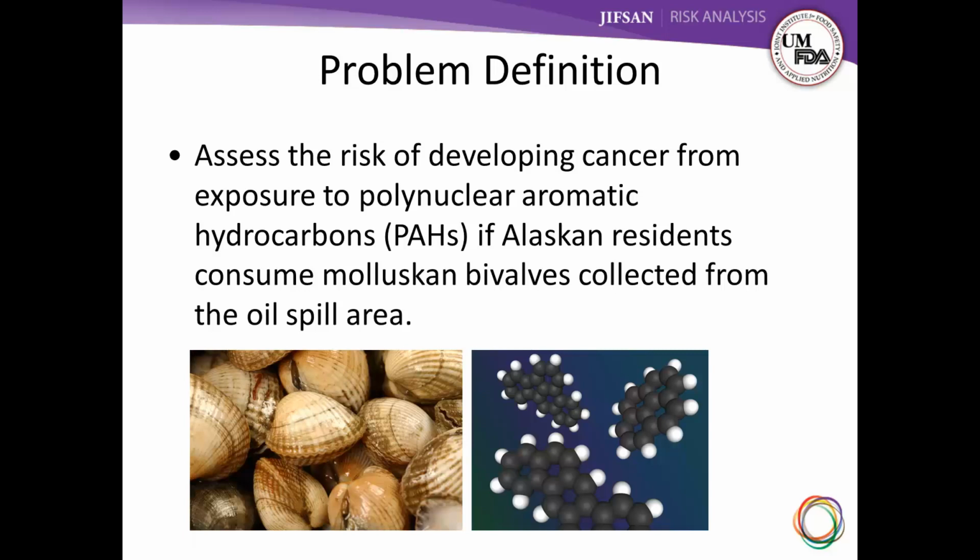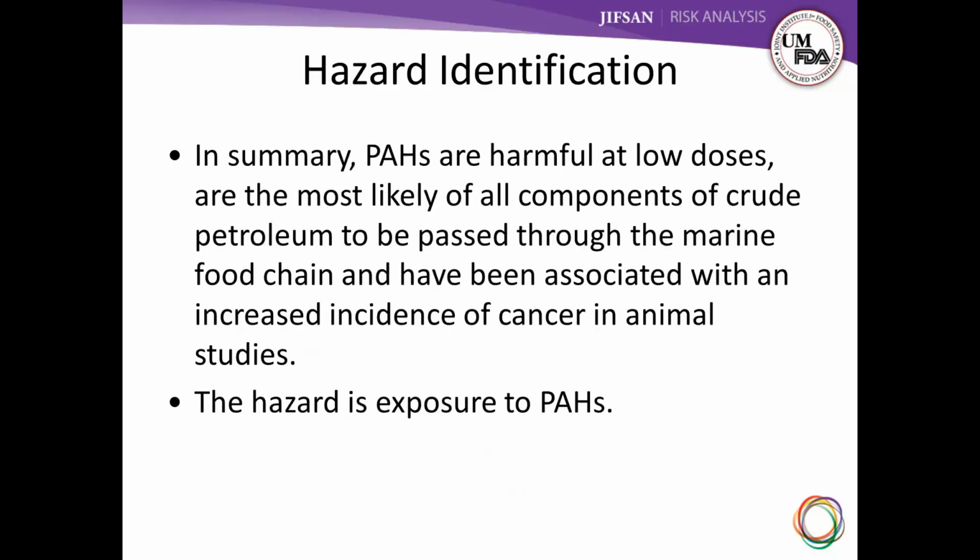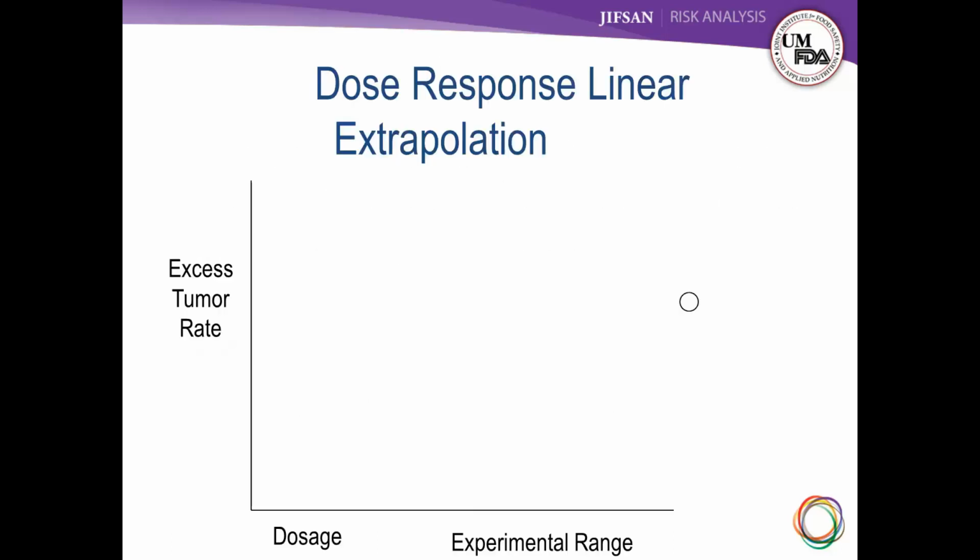And they appeared in all kinds of seafood, but the example we're going to use is in the bivalves that you're looking at here. So the hazard came about because of the reasons that you're looking at here. We don't have to deal with them. Let's just basically say that PAHs have been shown to increase cancer in animals. They bioaccumulate in the flesh of seafood, and humans consume seafood, or in this case, bivalve mollusks. So here is a little summary statement of the hazard identification, and the hazard was exposure to PAHs.